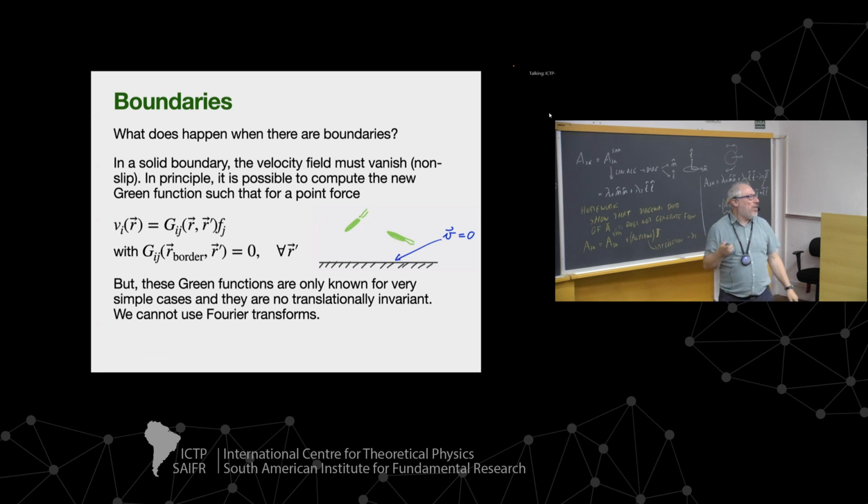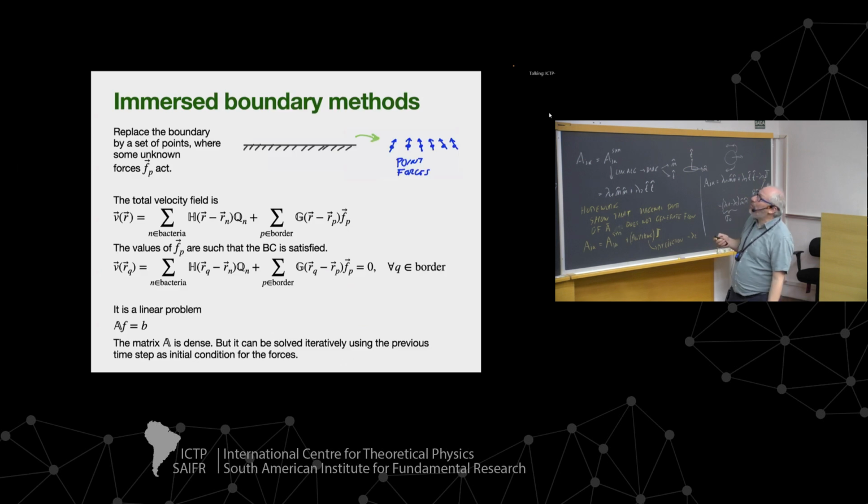You can anyway use Fourier transforms, but you have to do other things, and here is where I'm going to stop for this part: what they call immersed boundary methods in general. I say methods because there are things called immersed boundary method, immersed boundary element. I'm not going to enter into too many details, but the idea is that you can replace the surface by a set of forces sitting on the surface.